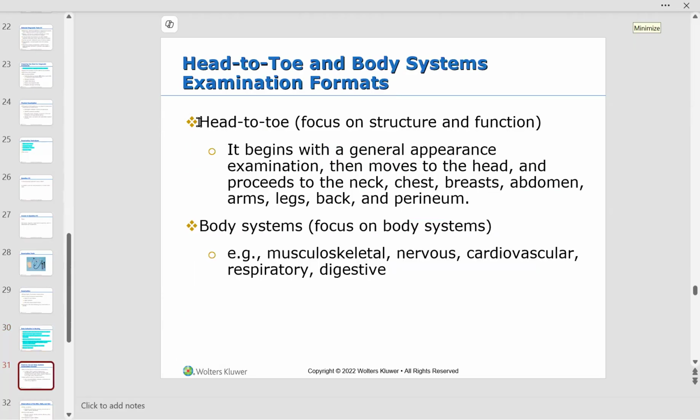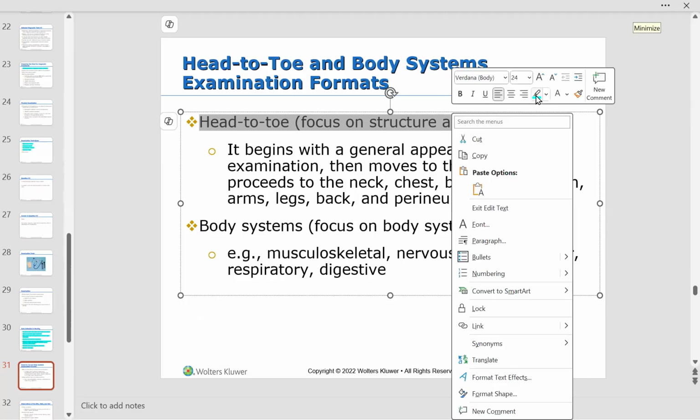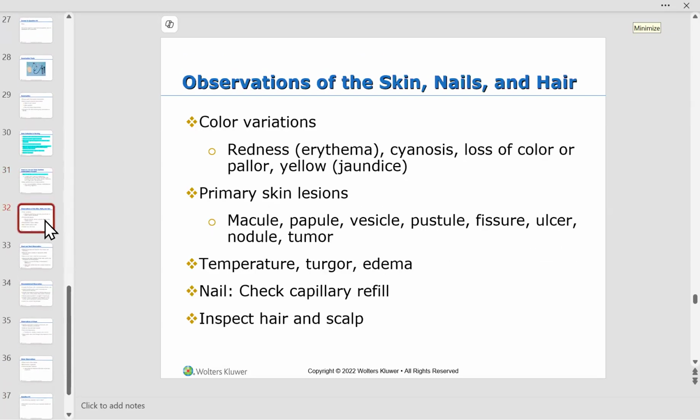And then head to toe, just like it implies, you're starting at the head and you're going down the neck, the chest, the breast, the abdomen, the arms, the legs, the back, and the perineum. Genitals are last. Okay. And we will do this in lab this week. Okay. I want to go through a head to toe assessment.